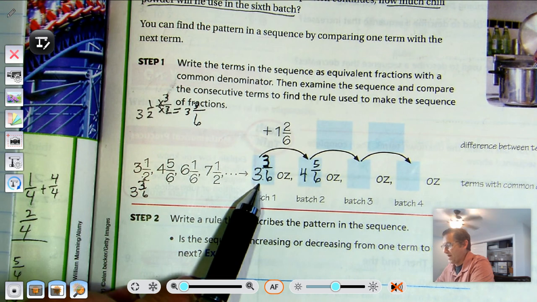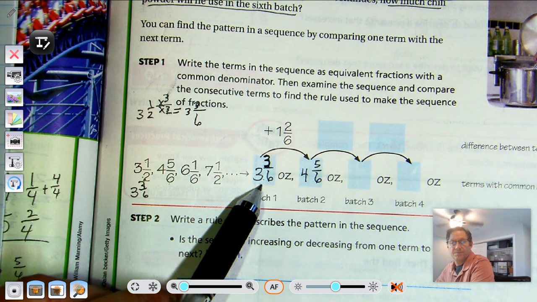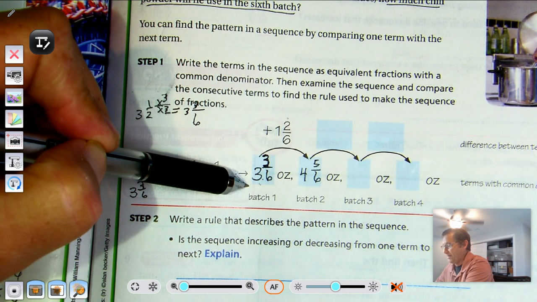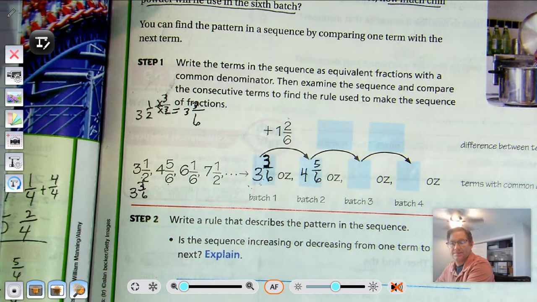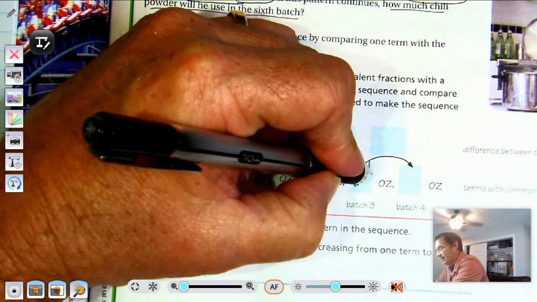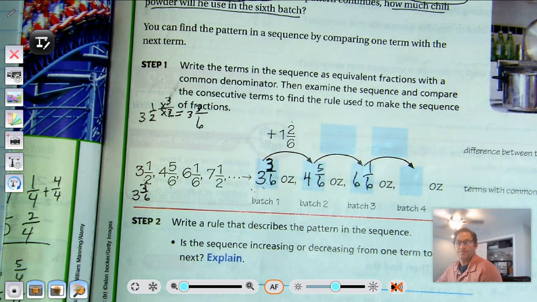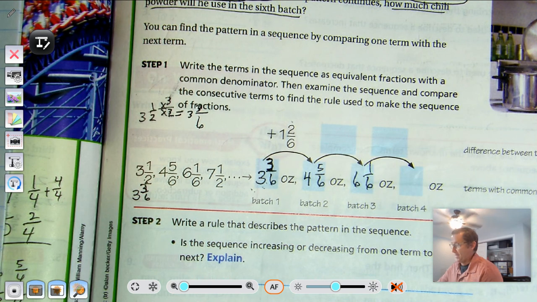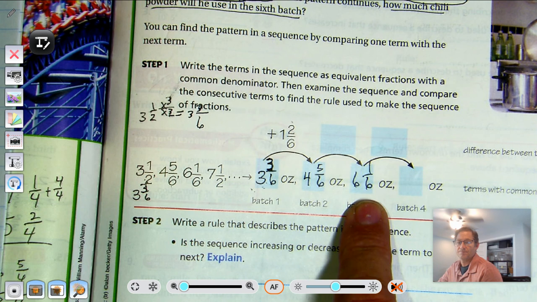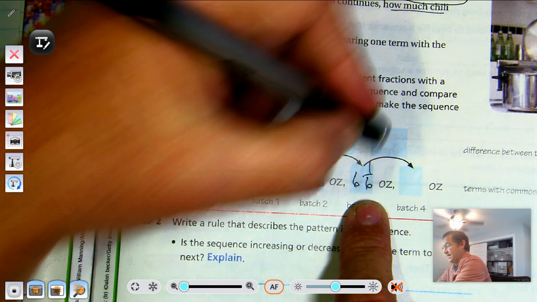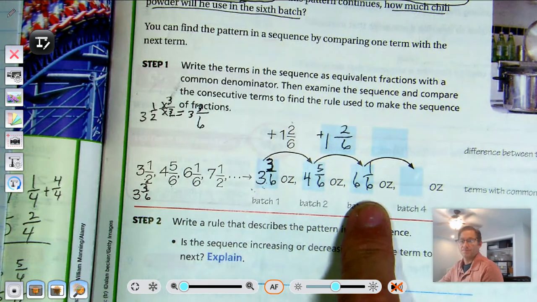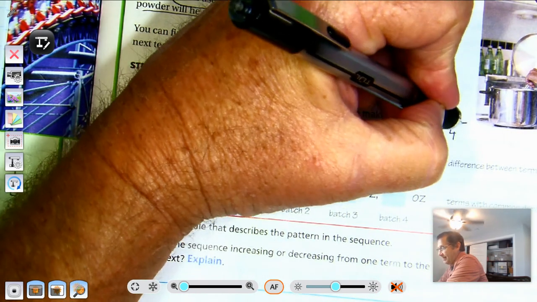So the first batch rewritten in sixths is 3 3/6. If we add 1 2/6 to that, we get 4 5/6. Then the next one in the pattern is 6 1/6. So how much do we add to go from 4 5/6 to 6 1/6? We'd again be adding 1 2/6.